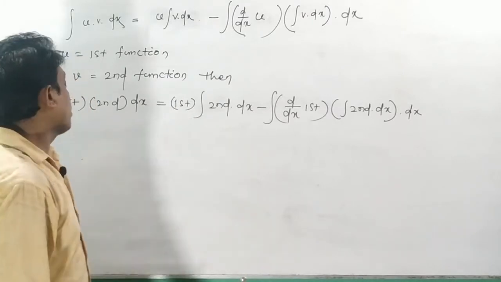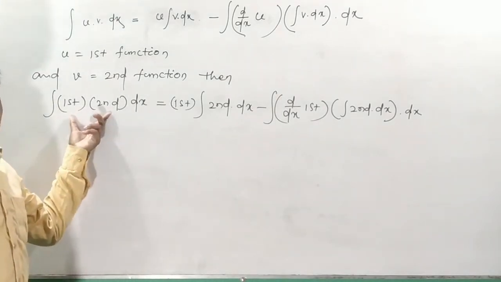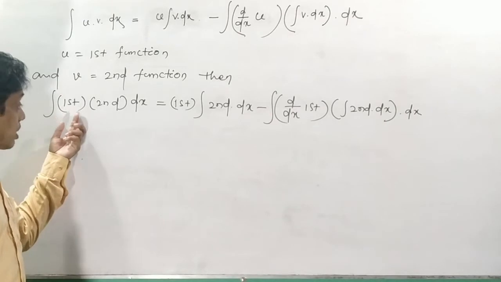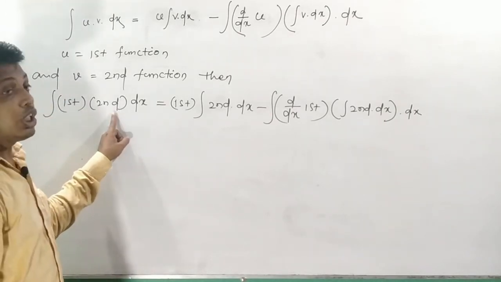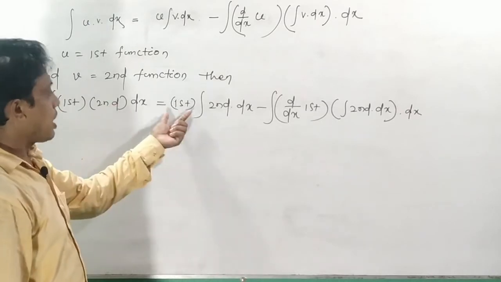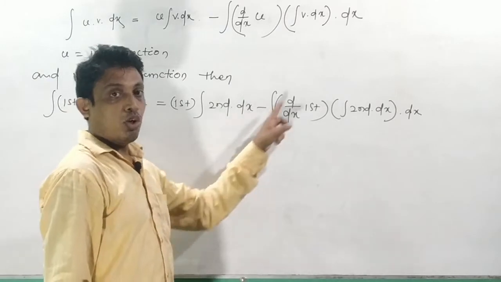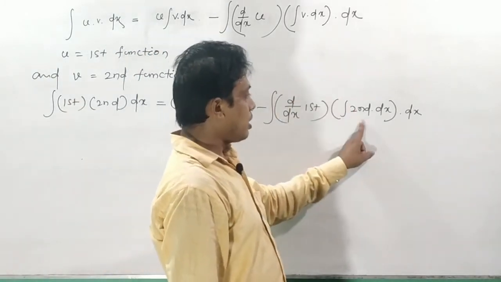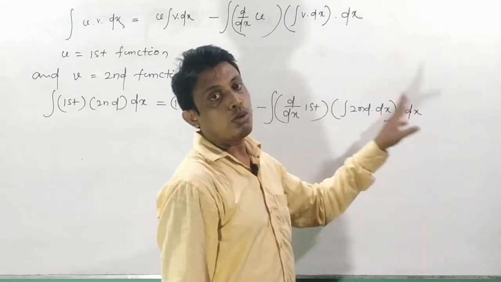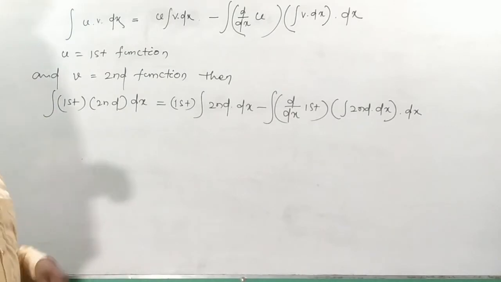So what is integration by parts now? Integration by parts means the product of two functions, which can be taken as first function and second function. So what is the integration of first function into second function into dx? First function into the integration of second function into dx minus the integration of the derivative of the first function into the integration of second function into dx, whole into dx. This is the conclusion. This is the rule by which we integrate the product of two functions.